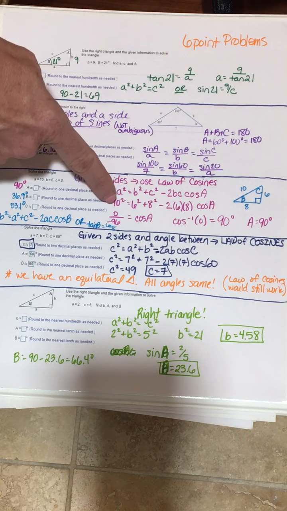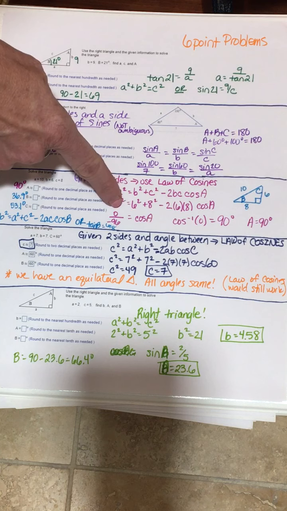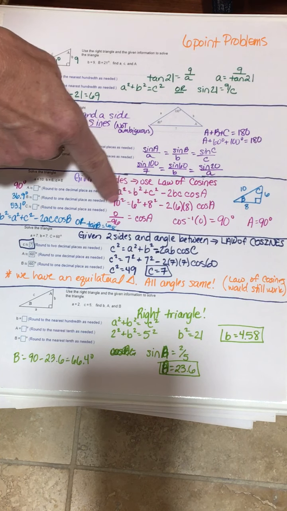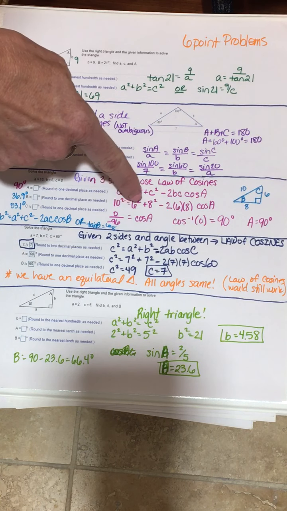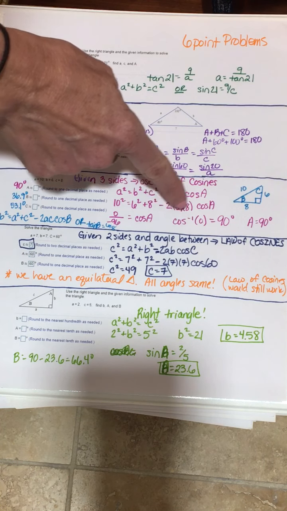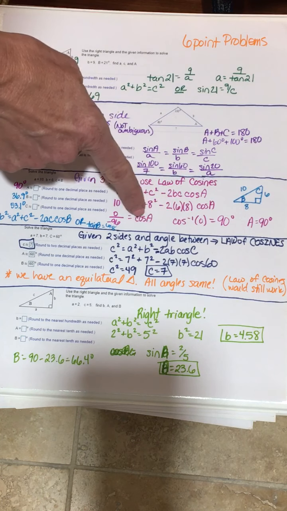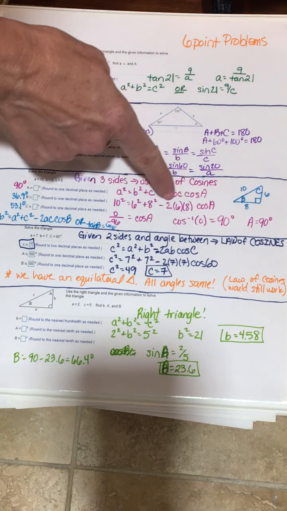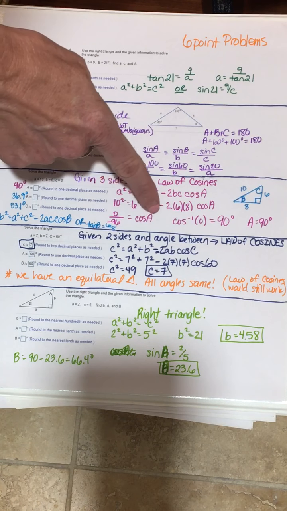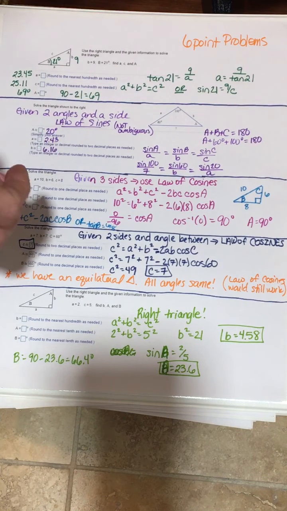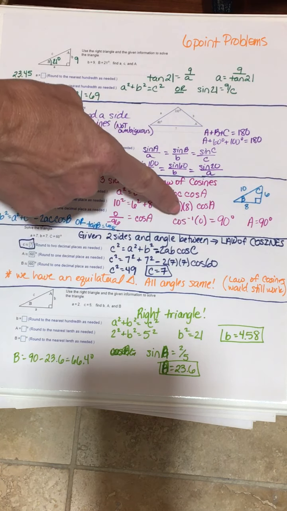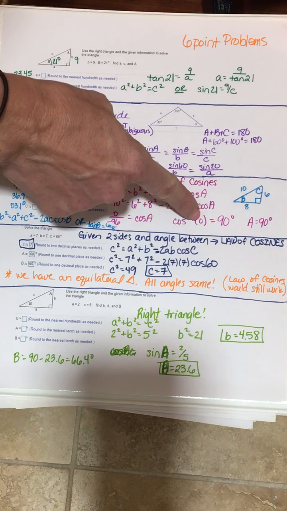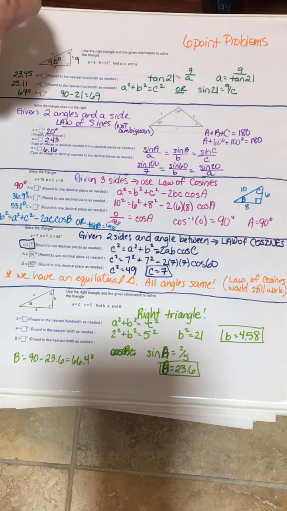Watch what happens. 10 squared is 100. Once I subtract the 6 squared and I subtract the 8 squared, I get 0 equals negative 2 times 6 times 8 cosine of A. So I divide, I get 0 divided by negative 96 equals the cosine of A. But don't let that confuse you. Type it in the calculator or go back to your unit circle. The cosine inverse of 0 is 90 degrees. So you have a 90-degree triangle here.